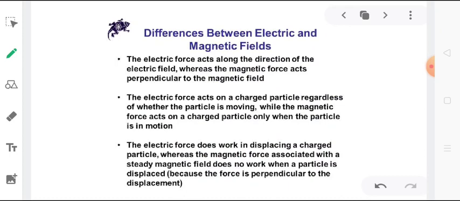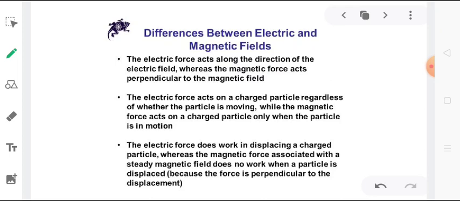While in case of differences, the electric force acts along the direction of the electric field, whereas the magnetic force acts perpendicular to the magnetic field. So due to this, the electric force does work in displacing a charged particle, whereas the magnetic force associated with the steady magnetic field does no work when the particle is displaced. Because as you all know from the understanding of work done, if the force and displacement are acting perpendicular to each other, then work done is zero.